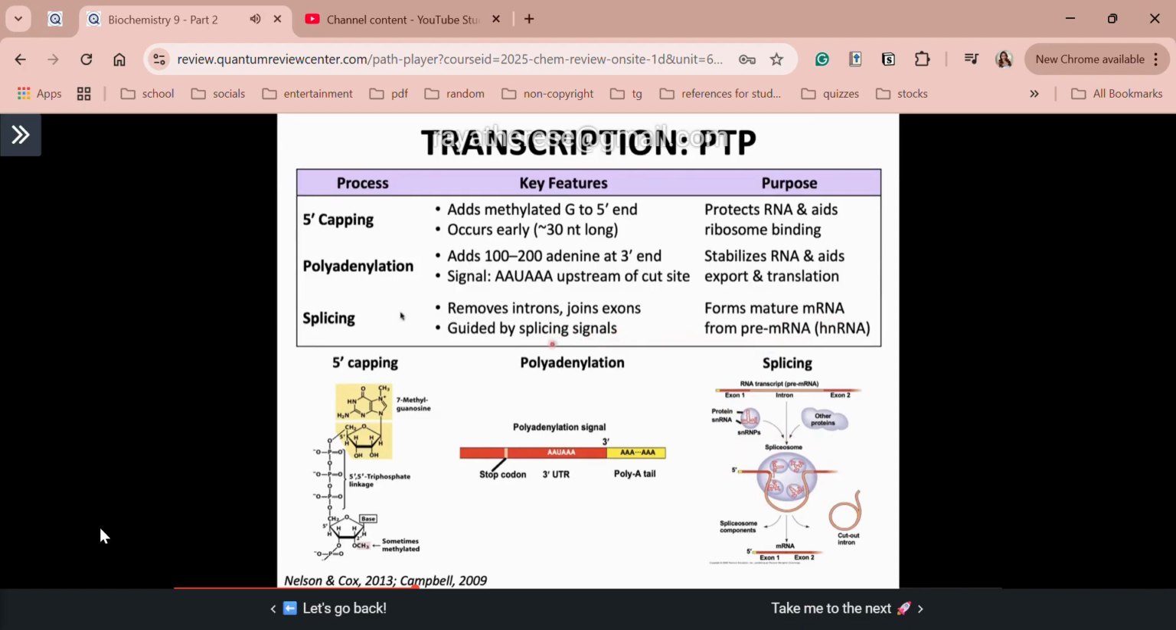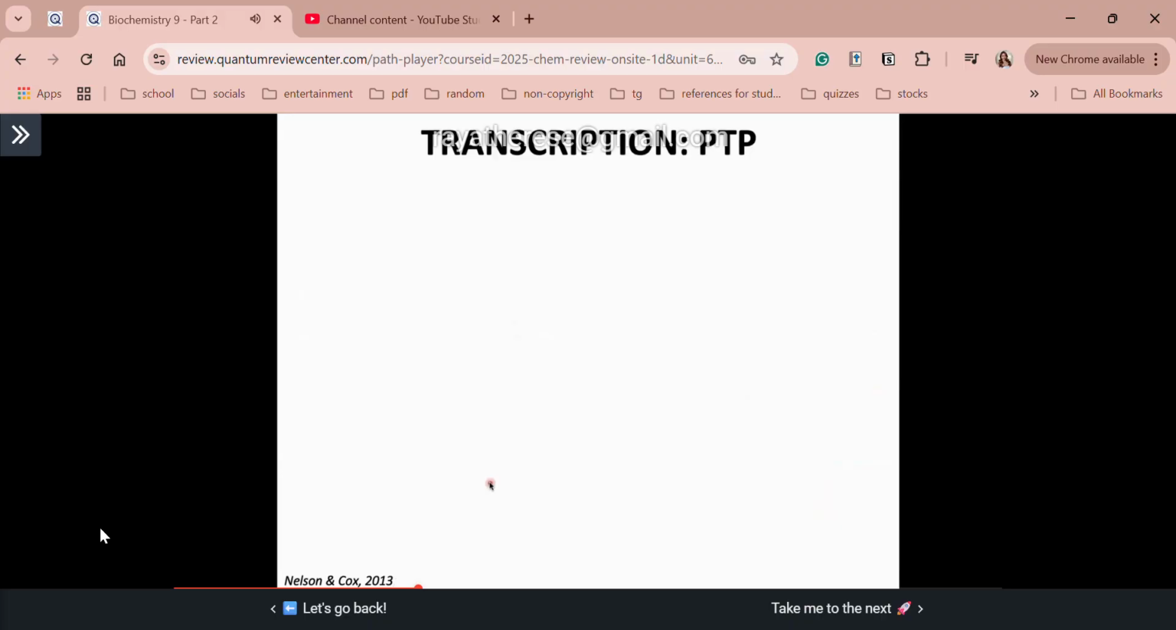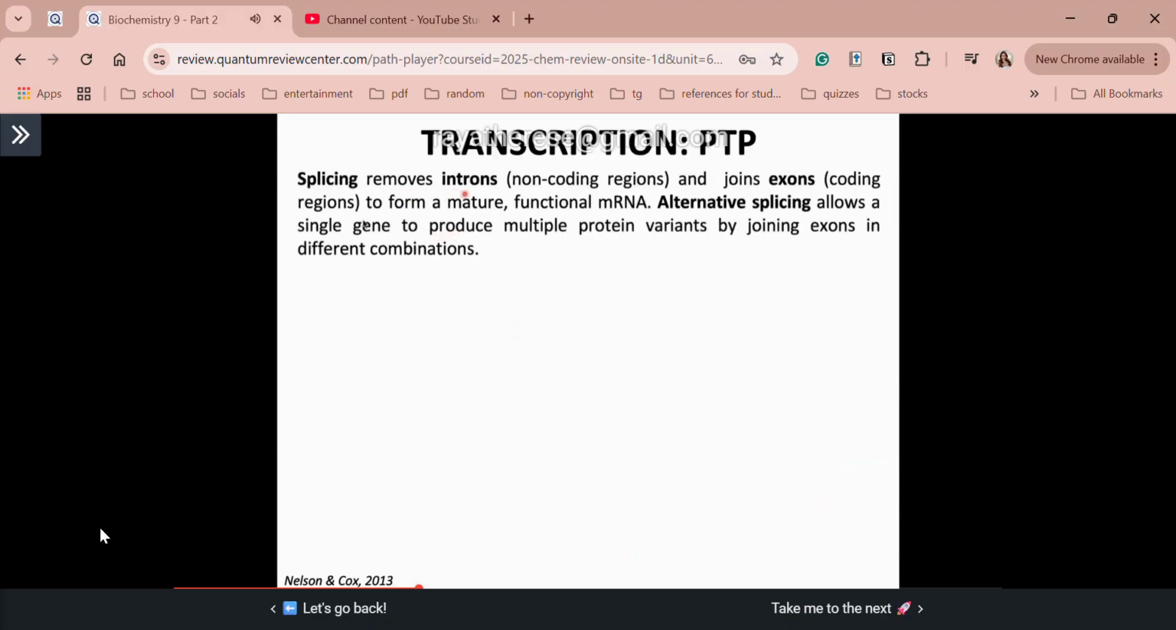And of course, we need splicing signals here. The splicing mechanism is a complex process, but we do not need to delve into the specifics. In the board exam, it is very surface level only on the topic of splicing. So for splicing, this removes introns, your non-coding regions, and joins exons. Apologies class, I think I switched them earlier. Again, the introns are the non-coding regions, and your exons are the coding regions. So here, we will eventually form the mature functional mRNA.